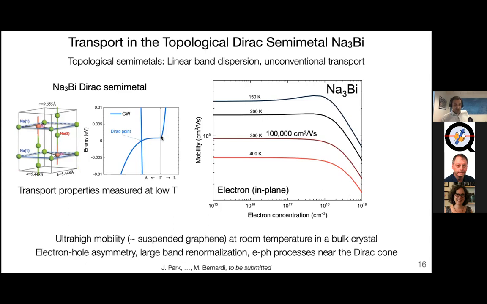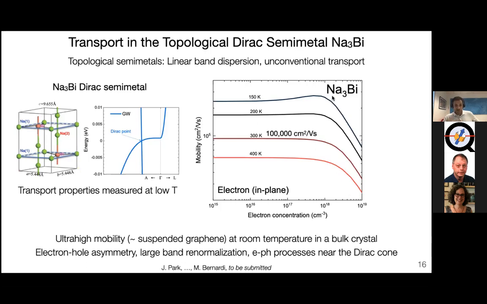And so confident of our band structure accuracy, now we have predicted that in this material, for electron carriers over a wide temperature range, the mobility at room temperature is as high as about 100,000 centimeters square per volt second. So to give you an idea, that's about half the value as suspended graphene. However, in this case, this is found in a bulk system, a bulk crystal at room temperature.